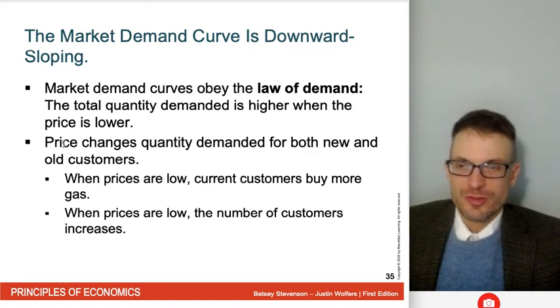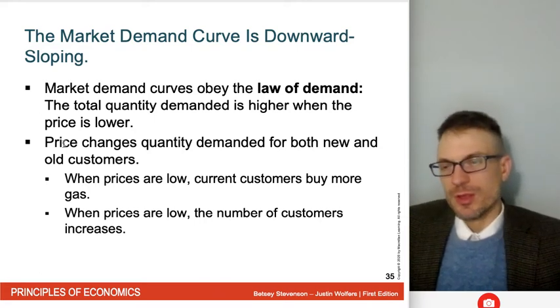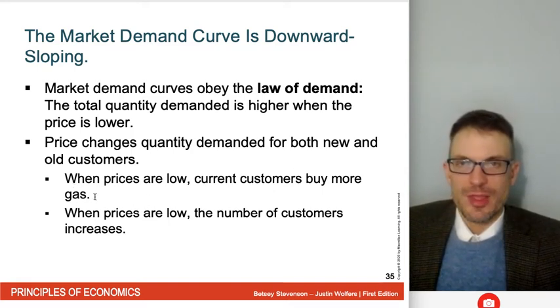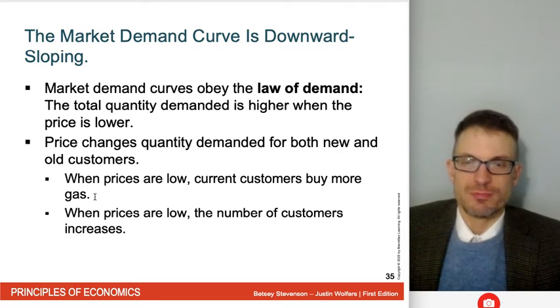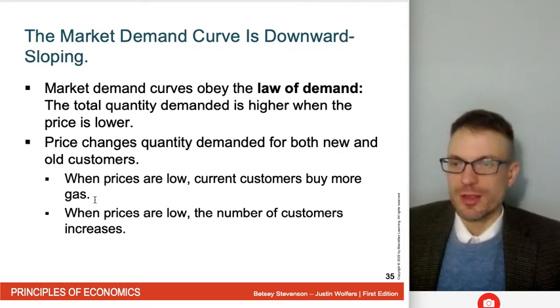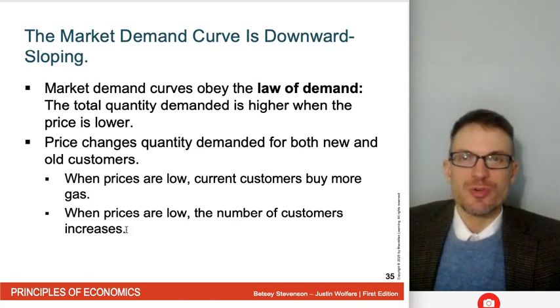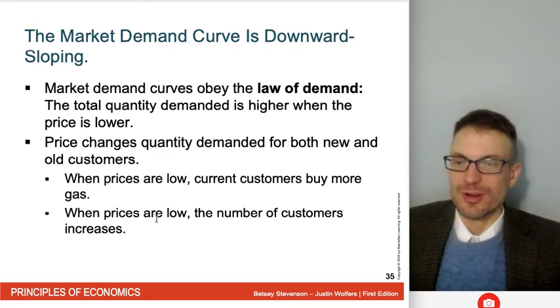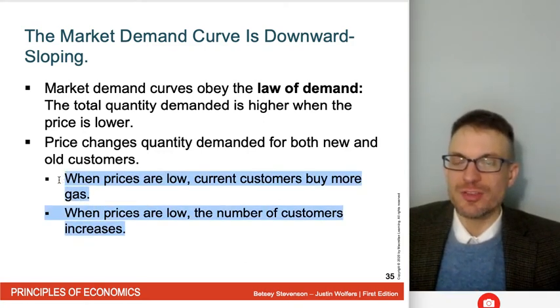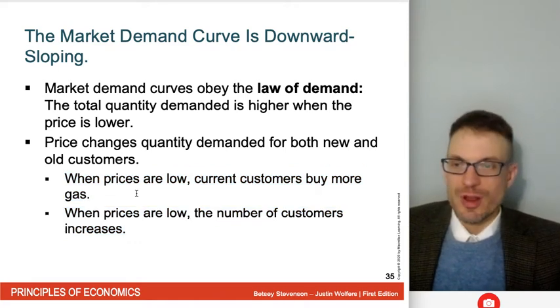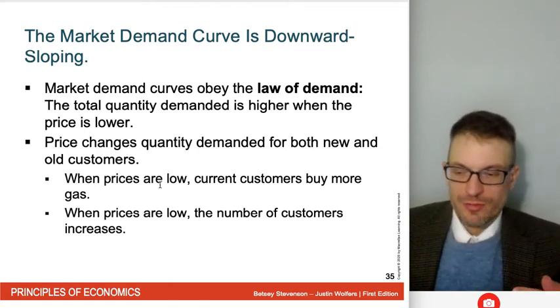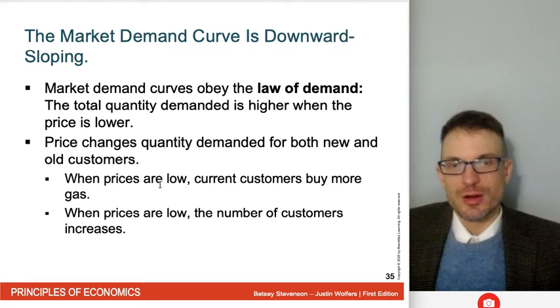In the reading, Betsy and Justin call this the extensive margin and the intensive margin. So when prices are low, current customers buy more gas. That's the intensive margin, right? Current customers buying at a greater intensity. When prices are low, the number of customers increases. That's the extensive margin. The extent of the market increases, right? So those are the two effects, both giving rise to a higher quantity demanded. Interestingly, when prices fall, people in the market already buy more, and when prices fall lower, people who weren't previously in the market then join the market.